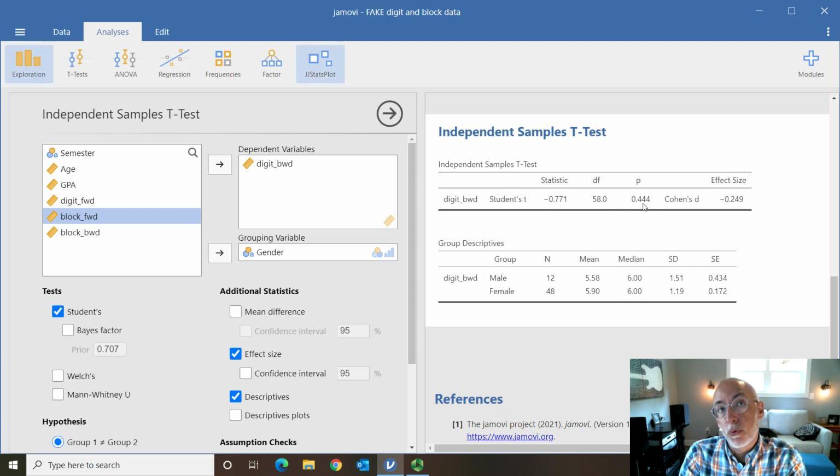See, the P is 0.4. That means 40% of the time this wouldn't happen again. Right, so 5.9 versus 5.6, essentially, these aren't different. Males and females, backward digit span, are essentially the same. It's not a reliable or significant difference. We can see this P here is not 0.05, it's 0.444. And those are the three ways to use T in any statistics package, and I just walked through them for you in Jamovi.